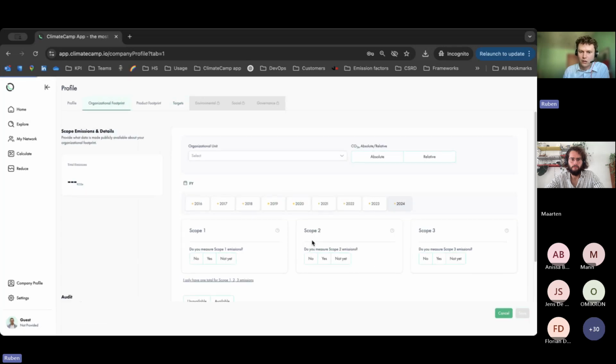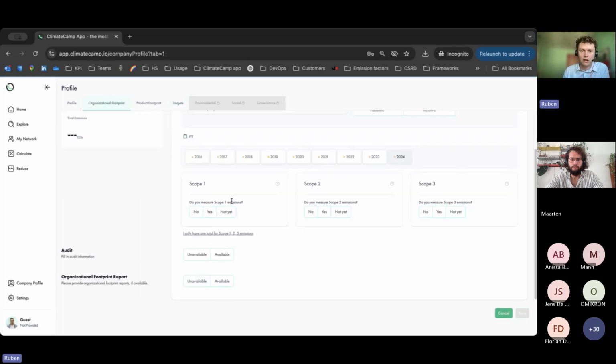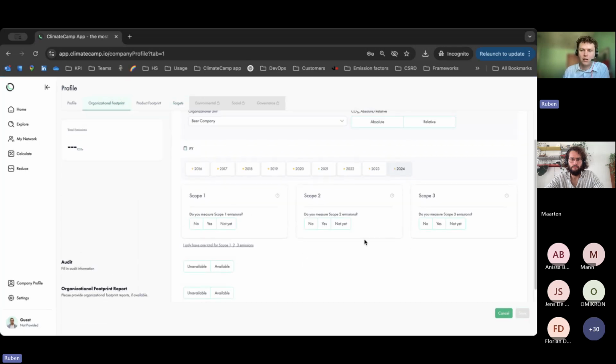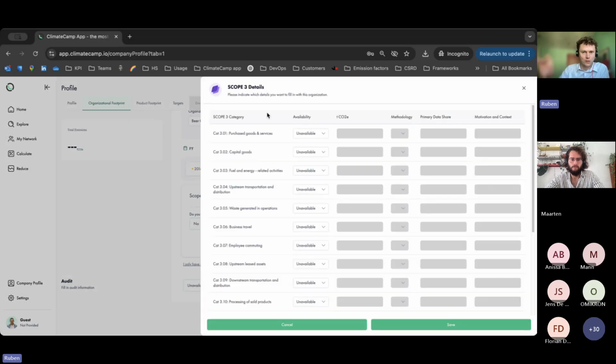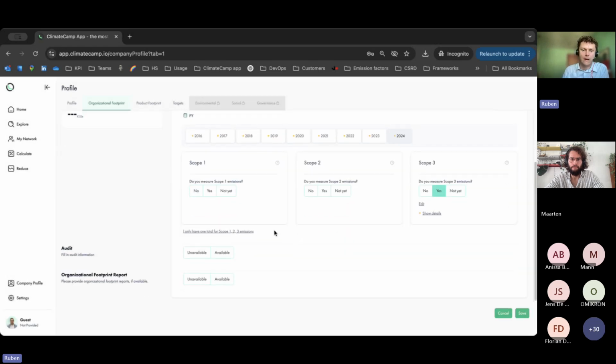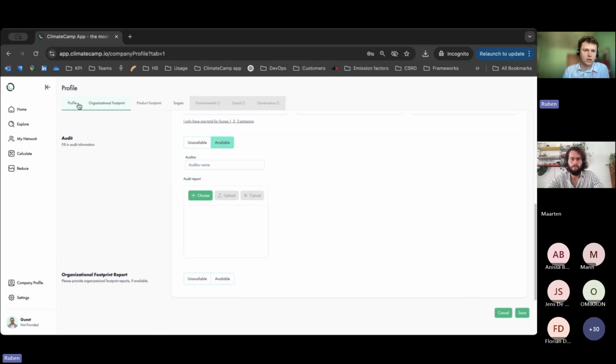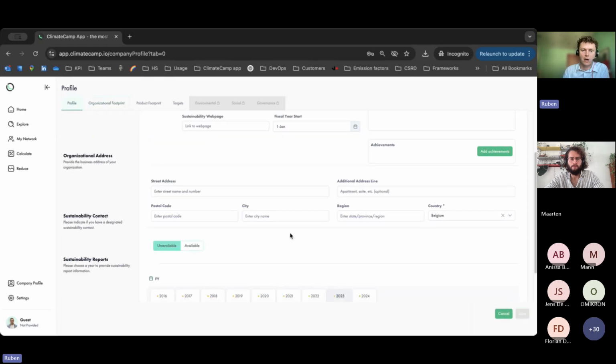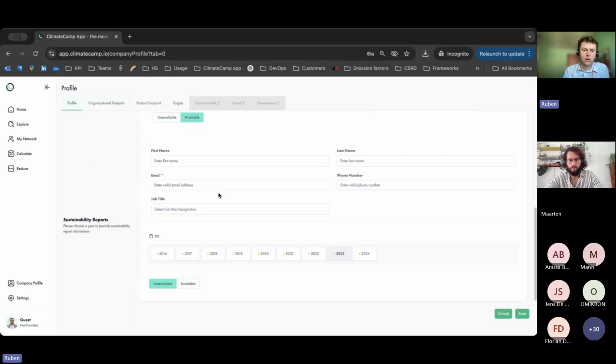Also, organizational footprint, I quickly showed it, indicating which scopes, if it's absolute or relative or intensity-based emissions, and if a scope is indicated, because sometimes you say scope 3 is indicated, but they only include a specific category. This is also something that we would be asking, if there is any validation being done, if so, by whom, and then of course some general information about sustainability contact details or sustainability reports.